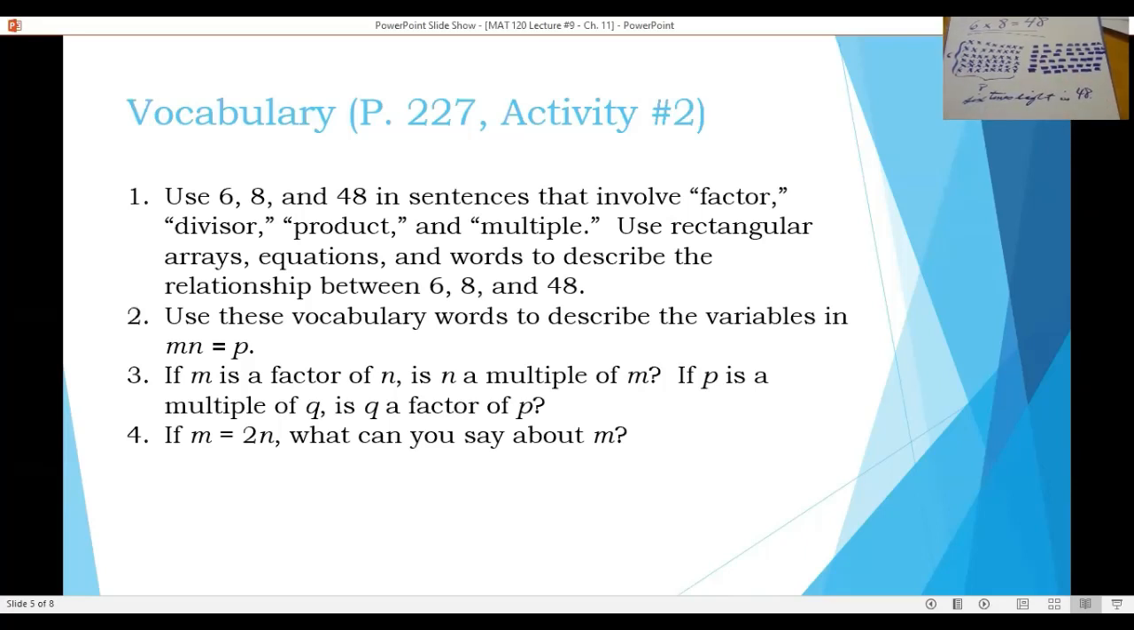So in other words, you need to be able to do all these things. Write it in words, write it with an array, write it with an equation, use sentences using the words factor, divisor, product, multiple. So you have to really demonstrate that you really get it. All of those words, how to use them, and these different things that we've discussed.